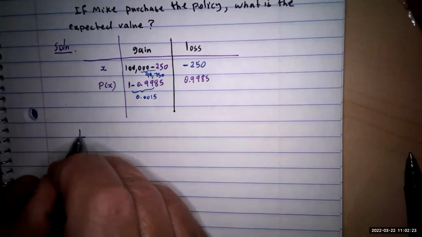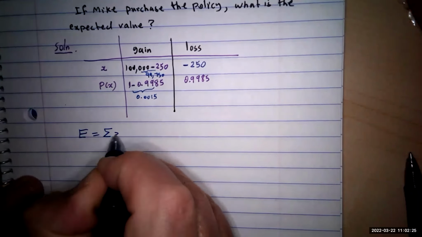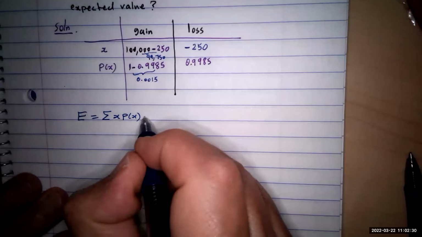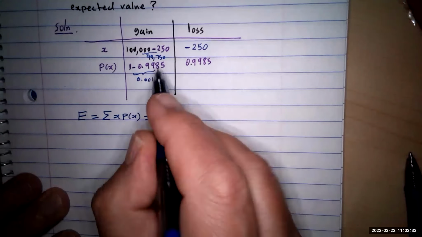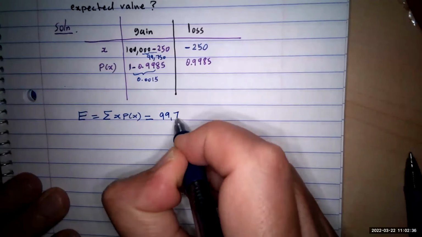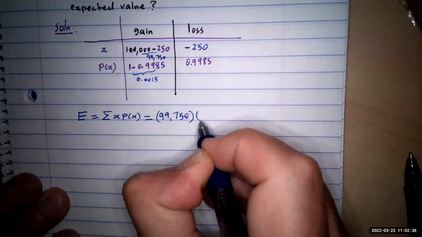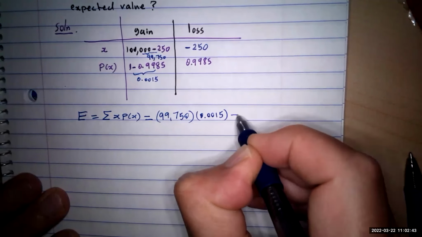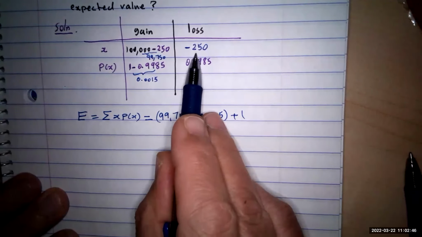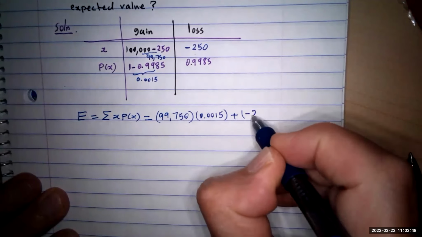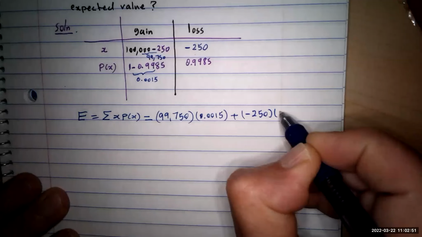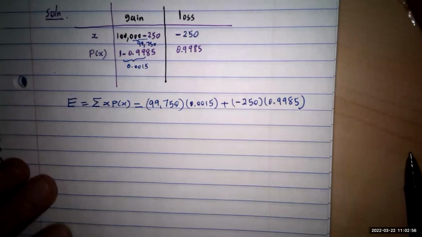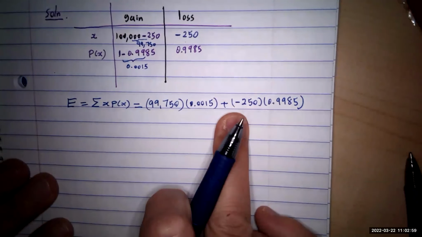So the formula for the expected value, as you know, is sigma of xP(x). That is going to be the expected value. Then you multiply the x's and the P(x). So in this case, the x is 99,750, times the probability, which is 0.0015, plus, make sure you have the negative sign here, that's the loss, so negative 250 times the probability, which is 0.9985. Any question? Don't miss that negative sign.